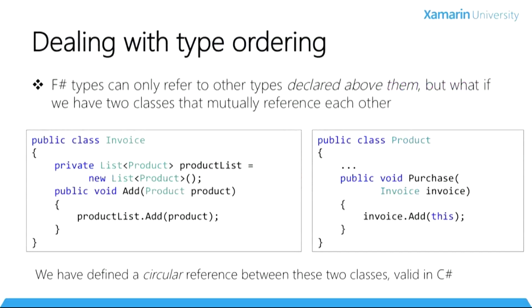One issue you may run into when architecting your applications with types is type ordering. Because F# only allows you to use types which are fully defined prior to the current definition, you can't create cyclic dependencies like you can in C#. And here's some fairly simple and common C# code which has a circular dependency between invoices and products. So this code is by default not allowed in F#. We could use it from F# but not define the types this way.